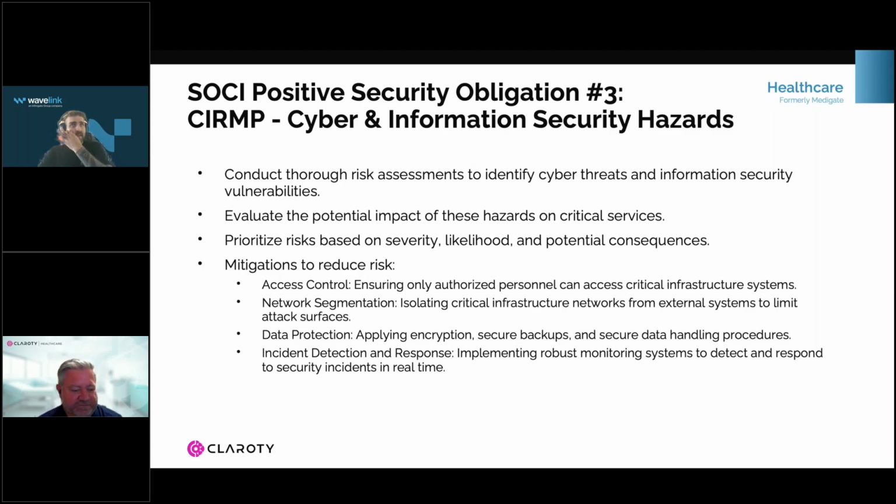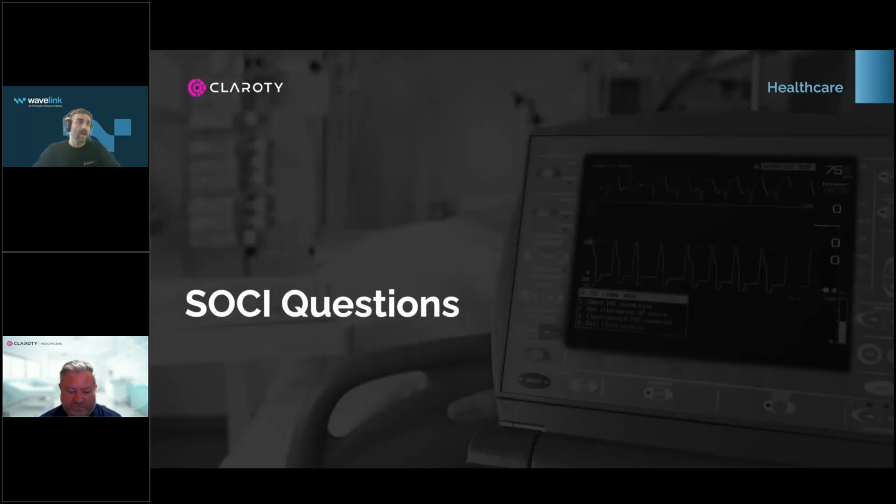Jason, one of the questions that actually came through our registration form around being SOCI positive: if some of the controls are assessed and they're partially compliant, then would an approved risk action plan to remediate this be sufficient as part of a CIRMP if requested by the regulator per se?